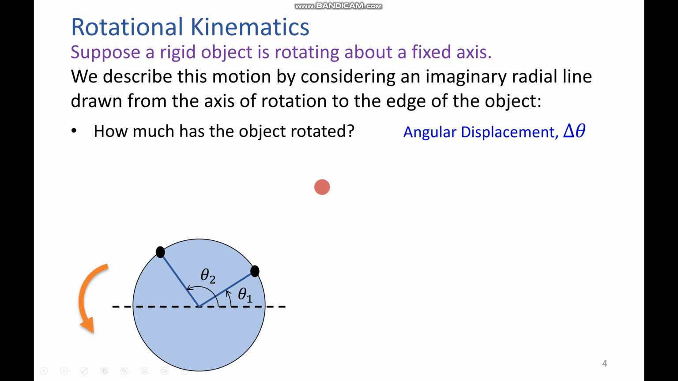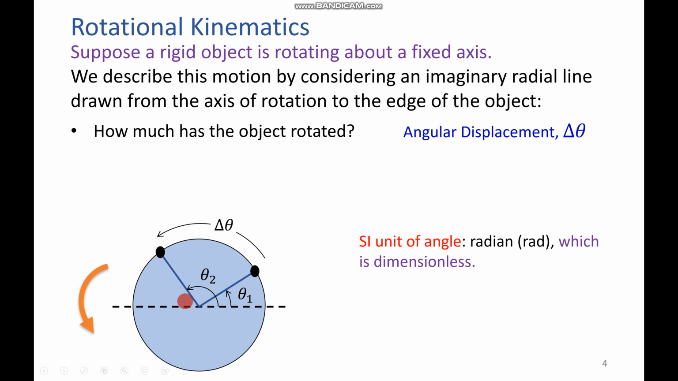And this is how we measure how much your object has been rotated, and we call that your angular displacement. So it's going to be your change in theta. For the units, you're going to want to use radians most of the time, and keep in mind that that is dimensionless. Sometimes you might see 1 revolution, which is equal to 360 degrees, so all the way around, or 2 pi radians.